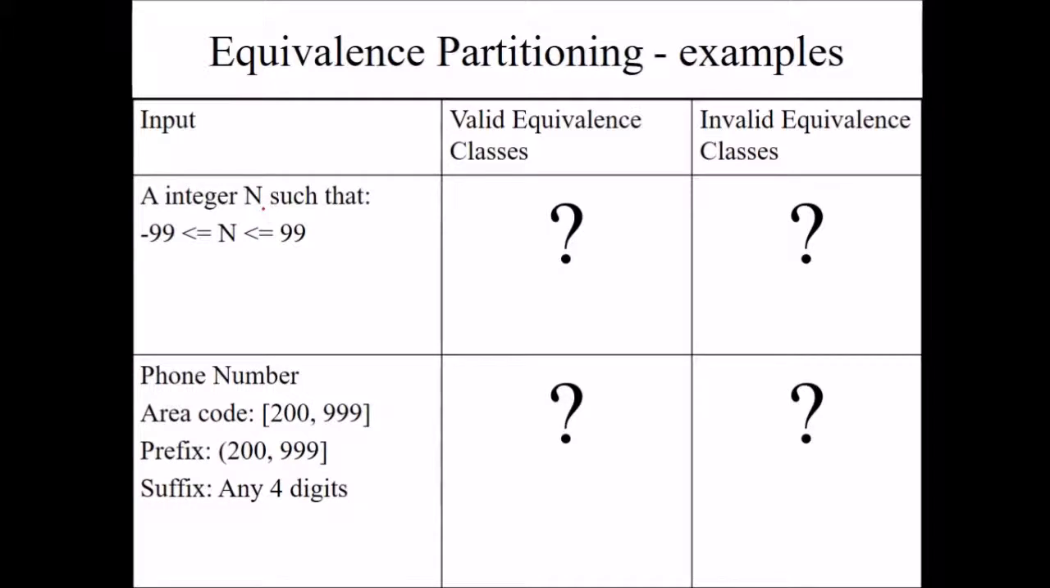Now let us come down to an example. We have an integer n such that it is between -19 and 19. What can be the valid equivalence classes and what can be the invalid equivalence classes?